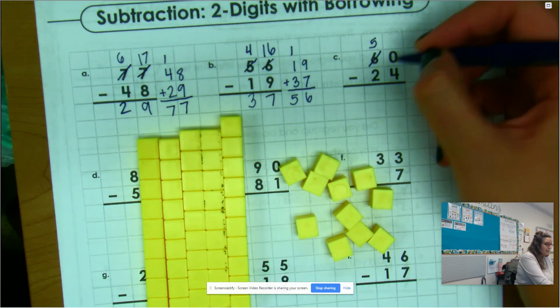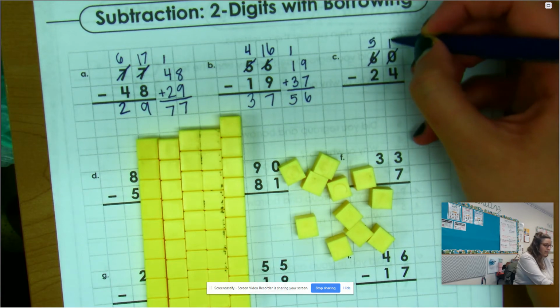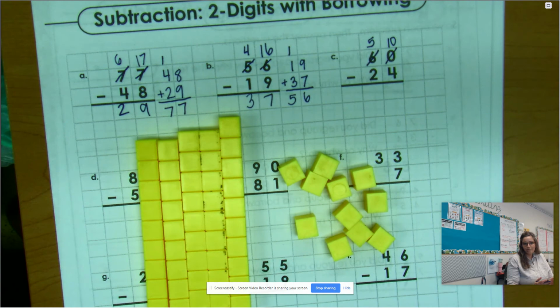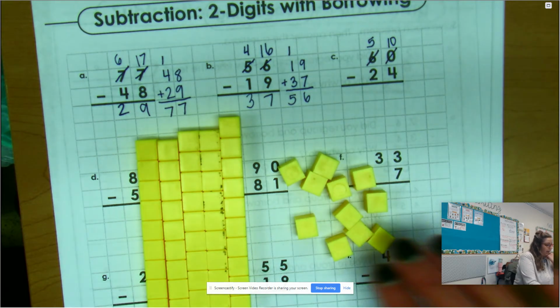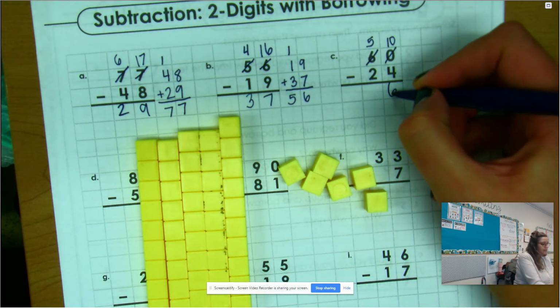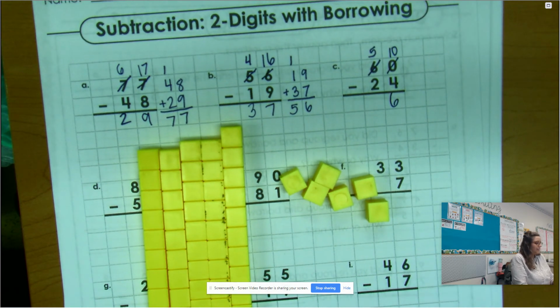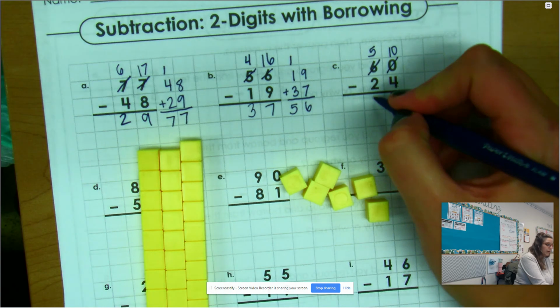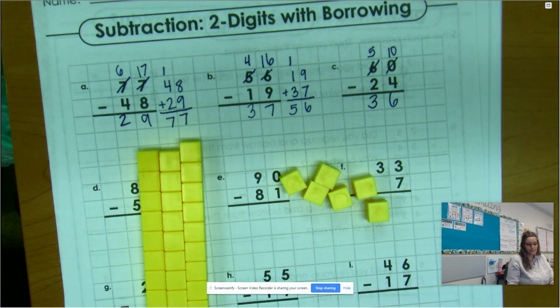So again, this is going to become 10 ones. So again, 50 plus 10 is the same thing as 60. Same exact amount, same value. We're just changing the way that we're representing it with tens and ones, okay? So now I can take 4 ones away. If I take 4 ones away, how many are left? How many are left? 6. And if I take away 2 of those tens, how many tens are left? 3. So my answer is 36.